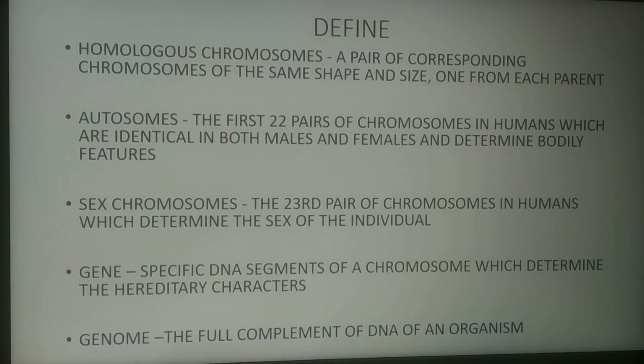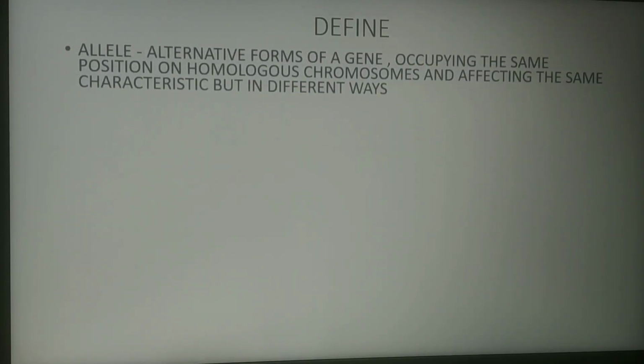Genome, the full complement of DNA of an organism. That is, it includes all the genic and intergenic regions of the DNA of an organism. The entire complement of DNA is called the genome. Allele, alternative forms of a gene occupying the same position on homologous chromosomes and affecting the same characteristic but in different ways.